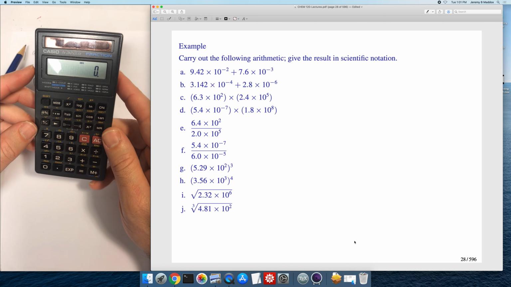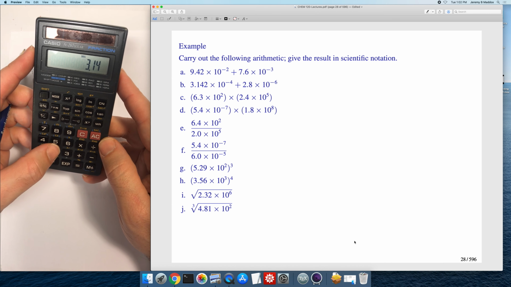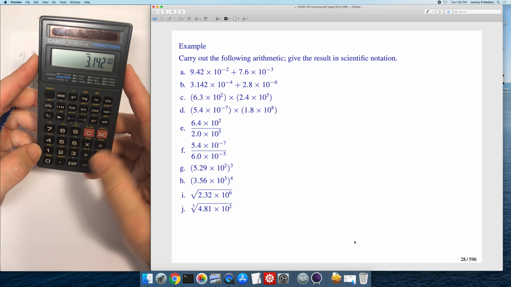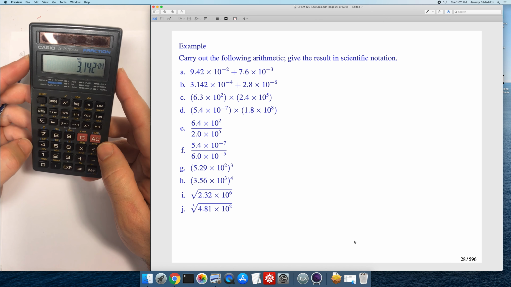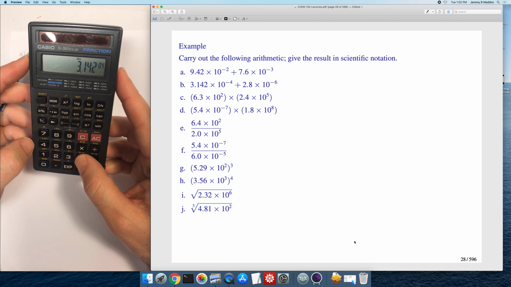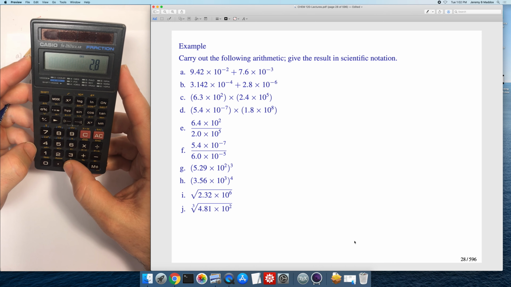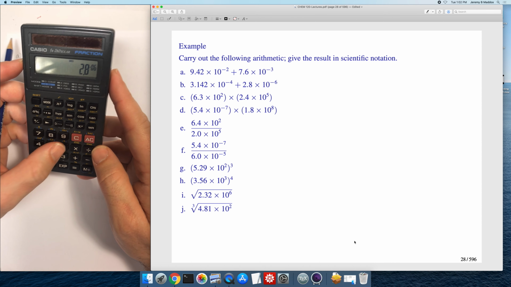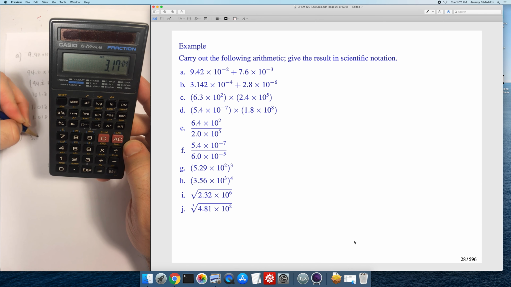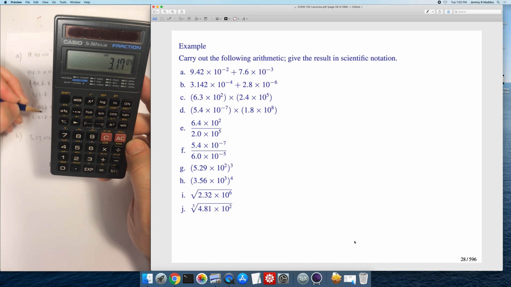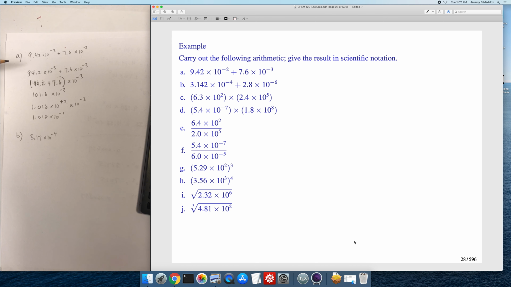Anyway, this is how you enter scientific notation. 3.142, exponent, minus 4 in this case. And then we'll go ahead and add in the next one, plus 2.8, go to scientific notation, minus 6, and that gives you the answer. So for part B, I got 3.17 times 10 to the minus 4 for the value.